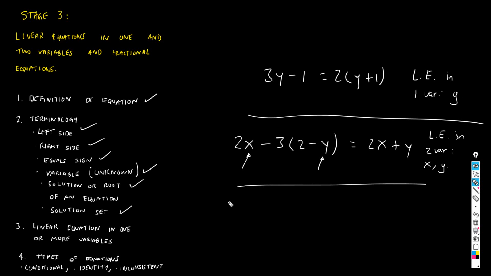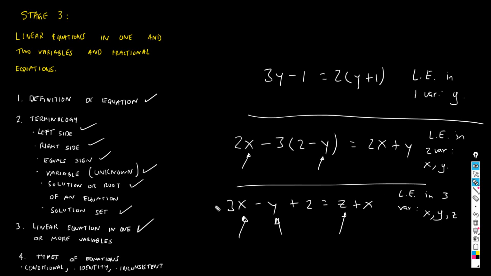Perfect. Now example, 3x minus y plus 2 equals z plus x. This is a linear equation in three variables. Linear equation in three variables, which are x, it's right there, y, which is right there, and z, which is right there. Okay, so that's how it works.